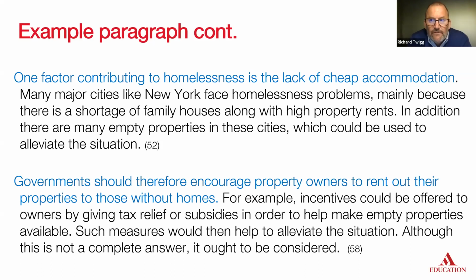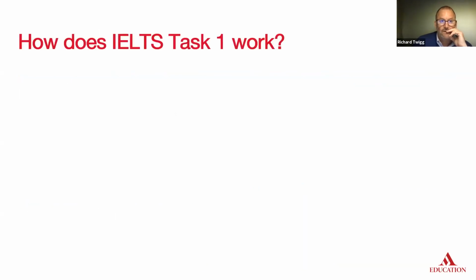If we're writing for Cambridge First, where we need 140 to 190, we're well on the way. If we're writing for IELTS Task 2, we're just over a third of the way. So we need a minimum of 250. But if we have an introduction, we have a conclusion, and we have a third paragraph, we're starting to get where we need to get to. Okay. So let's move on to IELTS Task 1.